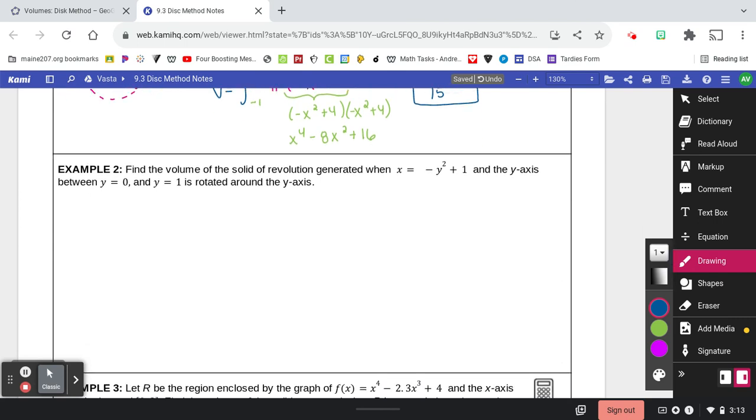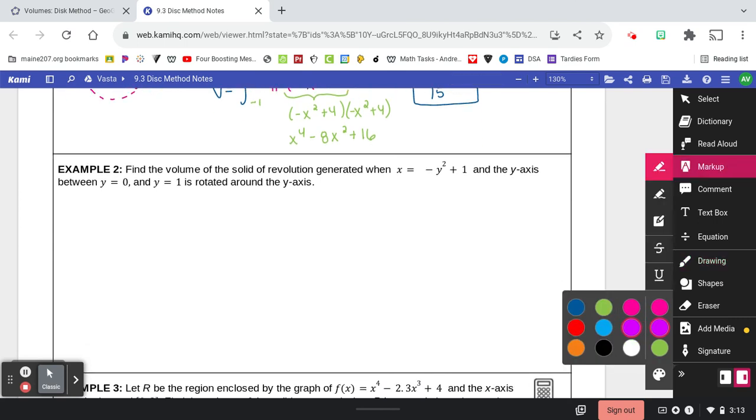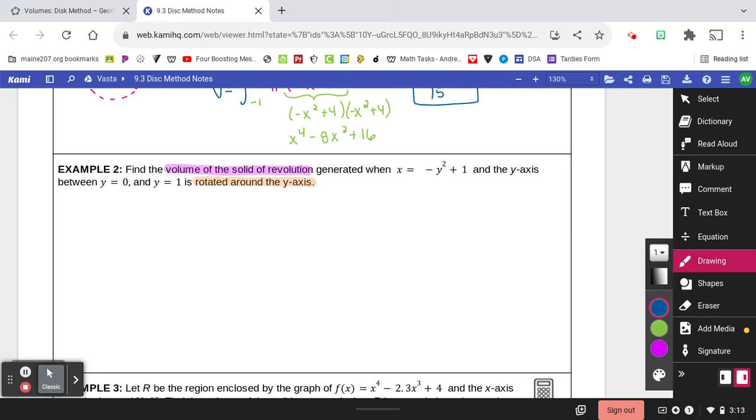Next, let's take a look at the next example. It says, find the volume of the solid of revolution. As soon as I see that term, volume of the solid of revolution, I know that I'm spinning something. All of my slices are going to be circles. When the area between negative y squared plus 1 and the y-axis from 0 to 1 is rotated around the y-axis, as soon as I see that I'm rotating around the y-axis, I know that I'm going to be doing everything with respect to y.